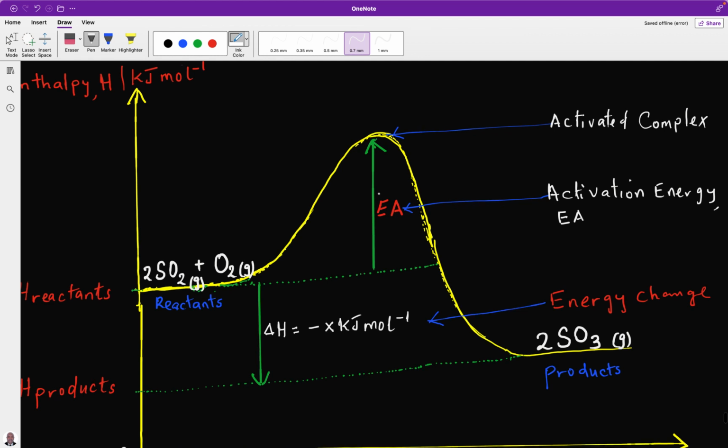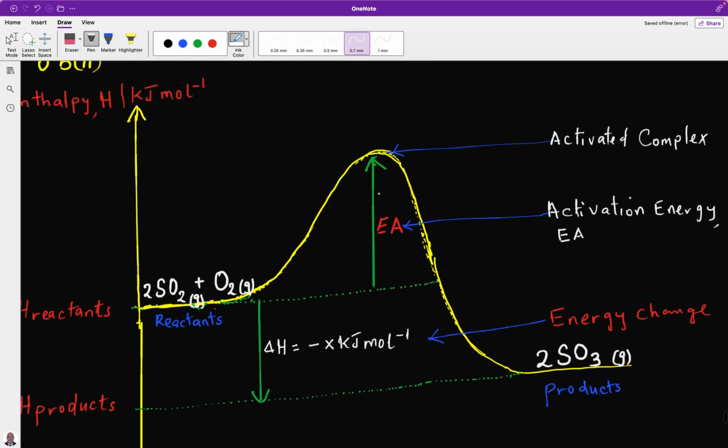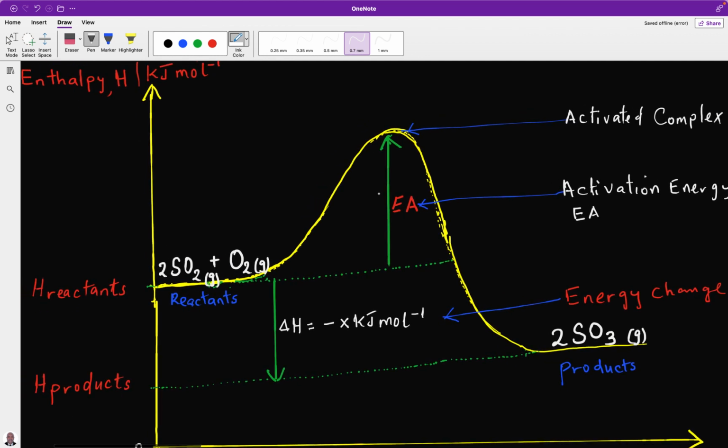Okay, that is 6B2. This is an energy profile diagram for the reaction: sulfur dioxide plus oxygen to give us sulfur trioxide. We said it was an exothermic reaction. Being an exothermic reaction, remember that the energy of the product is lower than the energy of the reactants.